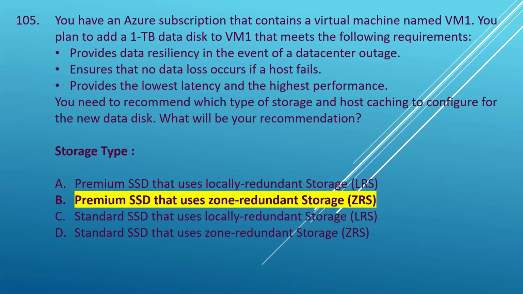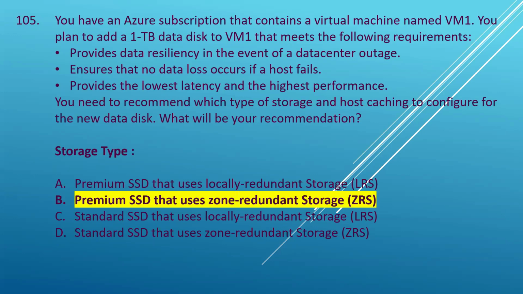Premium SSDs provide the lowest latency and highest performance among the storage options. They are ideal for workloads that require fast input-output operations. Standard SSDs, on the other hand, provide a lower level of performance compared to premium SSDs, and they may not meet the performance requirements stated in this question. Additionally, locally redundant storage replicates data within a storage scale unit, but it does not provide the same level of resiliency as zone redundant storage, which is the reason option B is correct here. Premium SSD that uses zone redundant storage.